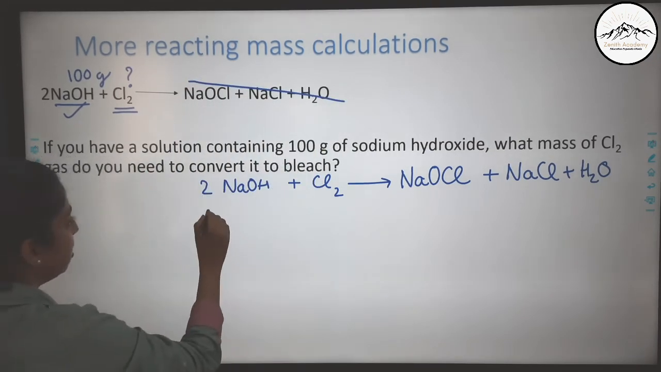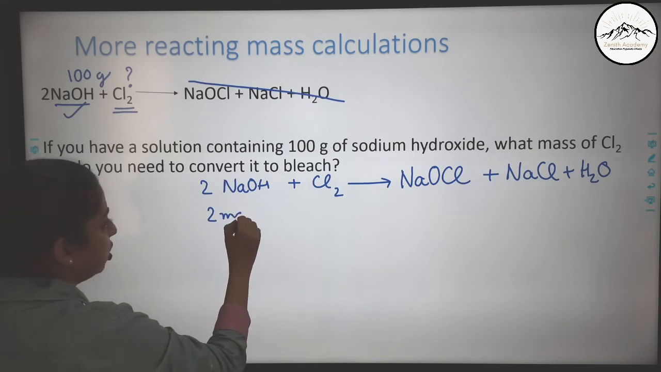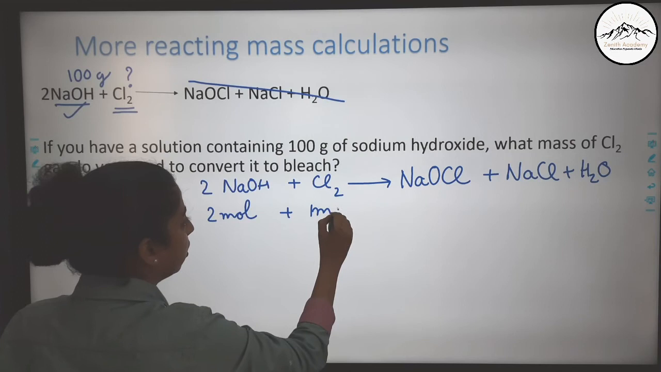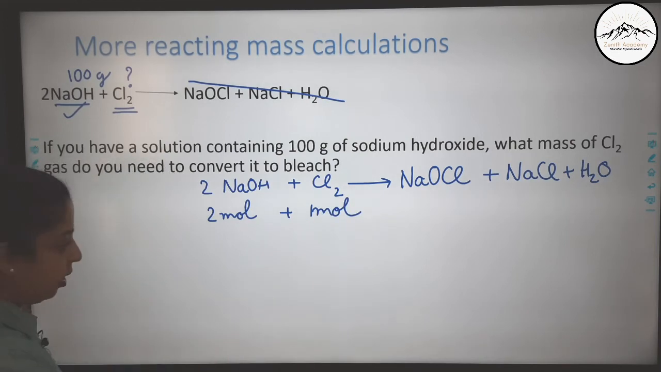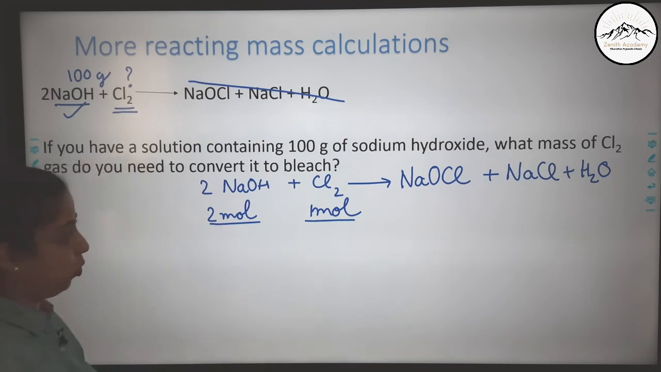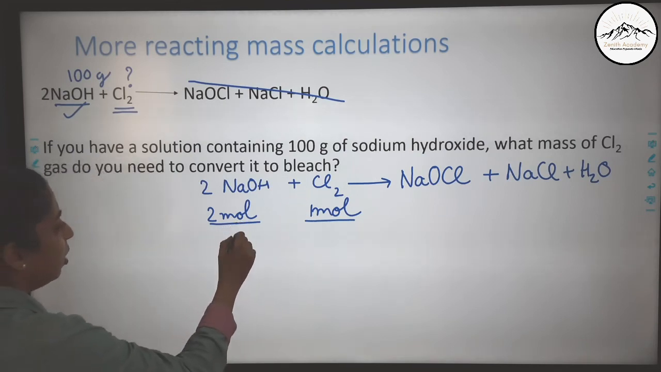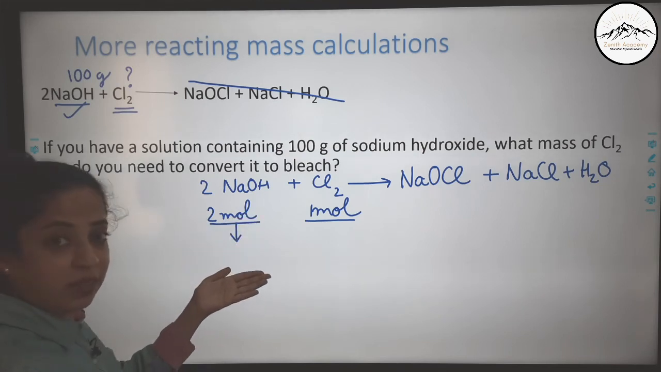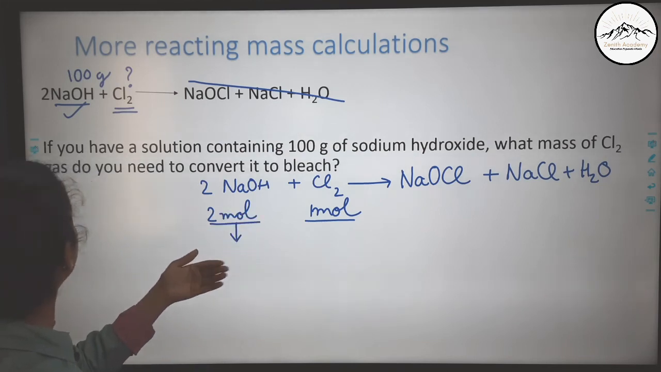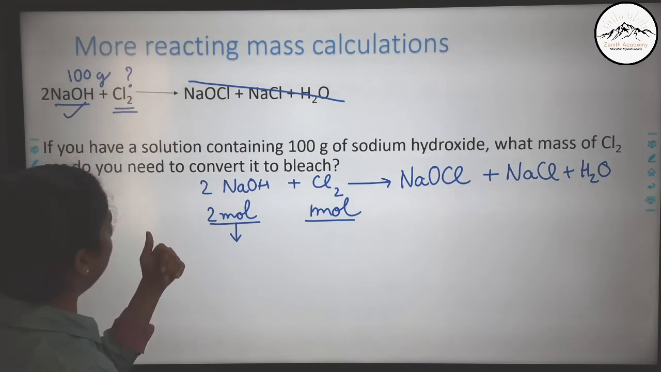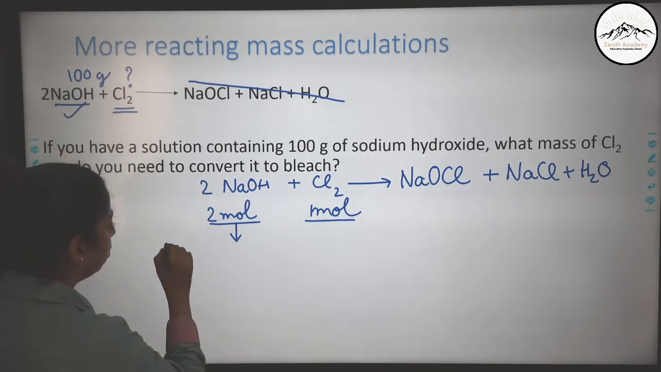Just see this: 2 moles of NaOH requires 1 mole of chlorine, right? So 2 moles of NaOH correspond to 1 mole of chlorine. Now in 1 mole of NaOH, how much mass is there? That is the relative molecular mass. So first you calculate the NaOH relative molecular mass and multiply with 2.